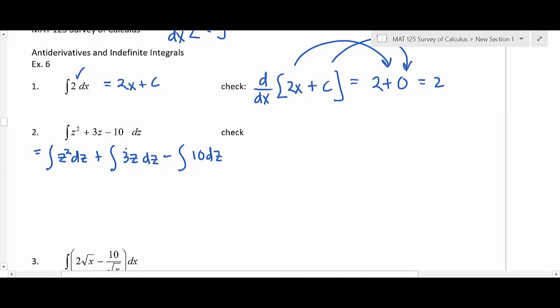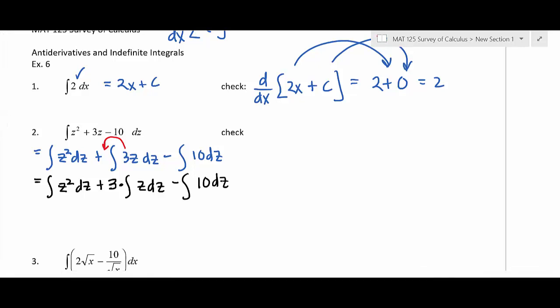Before I do this, I'm going to do one other thing. You can kind of bypass this stuff once you get experience with this, but that's a constant, so that can come out. So before I do the integrals, I'm just going to rewrite everything. I'm going to write this middle one as 3 times the integral of z dz minus the integral of 10 dz. When you start doing integrals like this, you're going to do this problem in your head 100%, just like you do derivatives. But that's the reason why you can do that. So we want to do each of these integrals and then simplify our answer. All we know right now is the power rule and just real basic antiderivatives.